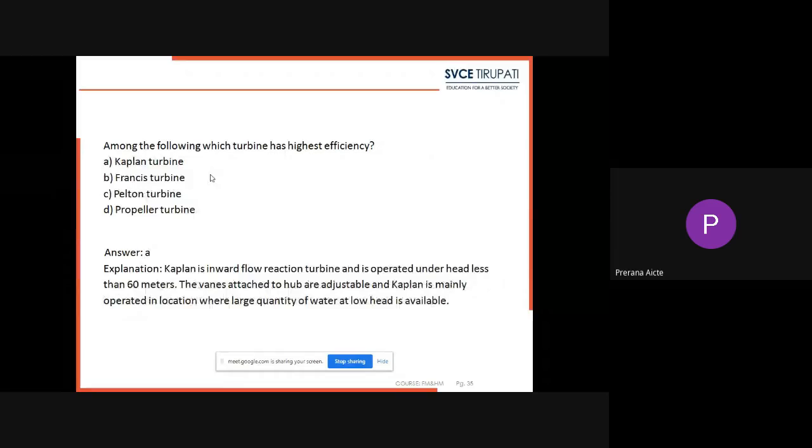Next one. Among the following, which turbine has highest efficiency? Obviously, the Kaplan turbine. Kaplan is the inward flow reaction turbine and is operated under head less than 60 meters. The vanes attached to the hub are adjustable, and Kaplan is mainly operated in locations where a large quantity of water at low head is available.